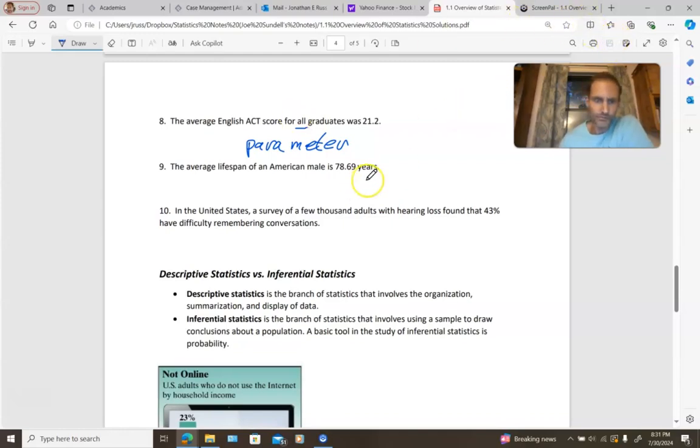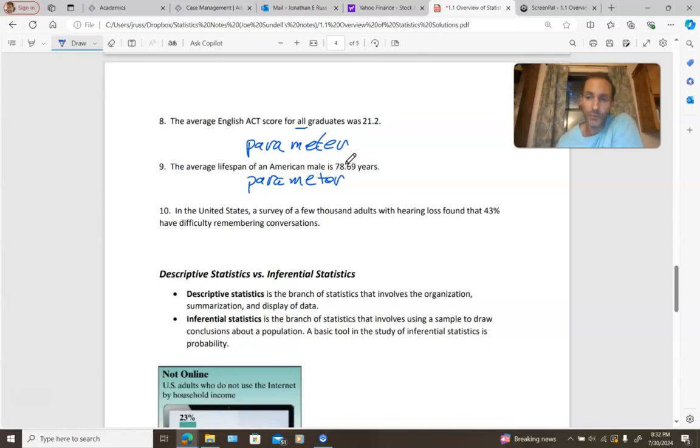And then the next one, the average lifespan of an American male is 78.69 years. This, guys, is, I'm going to say, a parameter, because this is a description of all males. And this is very easily obtainable because we keep death records. Whenever somebody dies, we record how old they were. And so we can look at all of that data, and that data describes the population of all American males. So I'm going to say that this is a parameter as well.